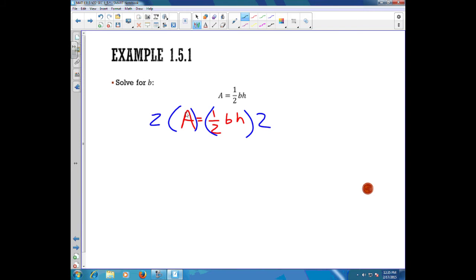And so 2 times 1/2, those are going to cancel out. And we're left with 2 times A is equal to b times h. Now, if we want to get b by itself, we can simply divide both sides by h. Just like multiplying, if we divide both sides of an equation by the same thing, we don't change the equation. And so what we get is b, which is what we were looking for, is equal to 2A divided by h.